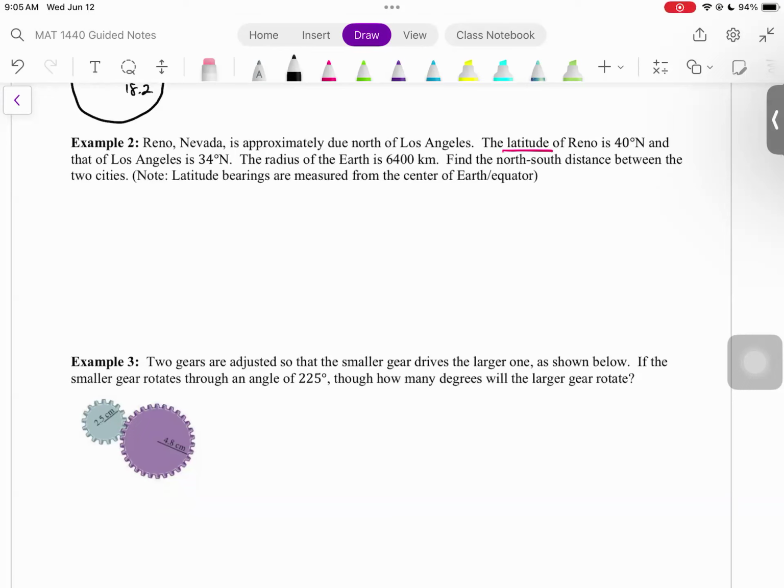So if I think about the Earth, and I'm going to draw this two-dimensionally, but it's important to remember that the Earth is a three-dimensional sphere. Here's the center of our Earth, and here's our auxiliary compass. So for Reno, the latitude being 40 degrees north, we're going to start with this positive x-axis, or due east, and go 40 degrees in the north direction. So Reno is going to be approximately here, where this angle is 40 degrees.